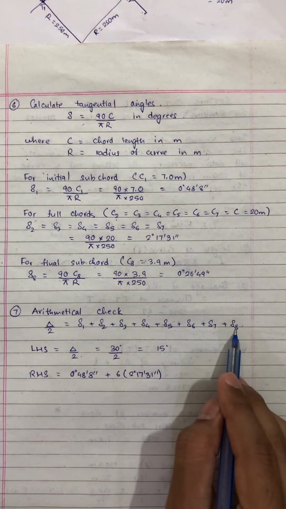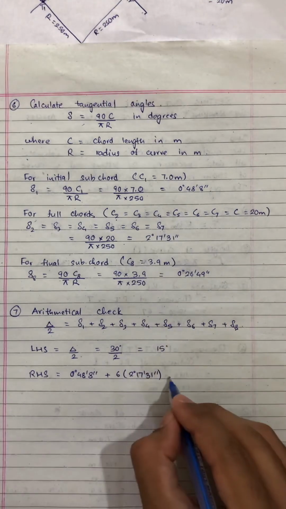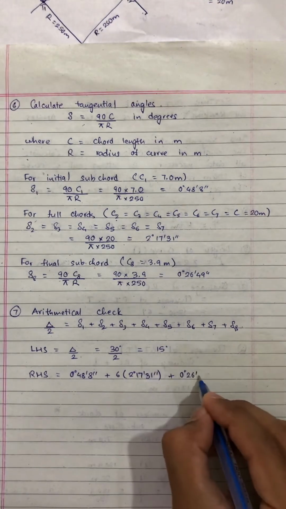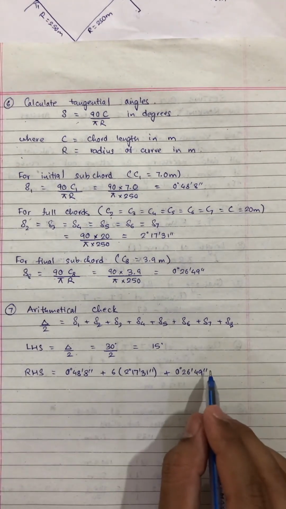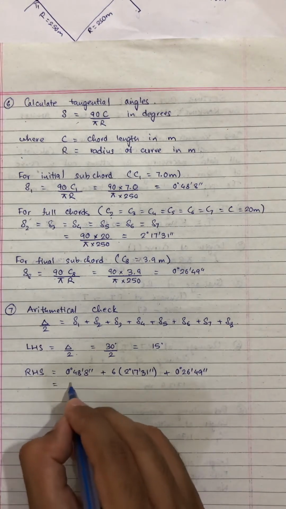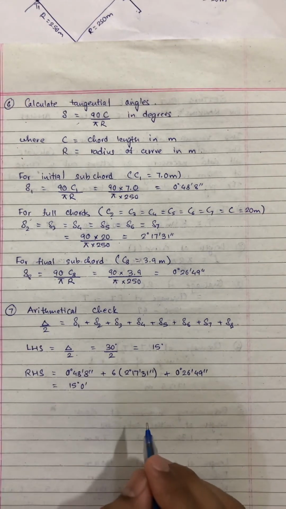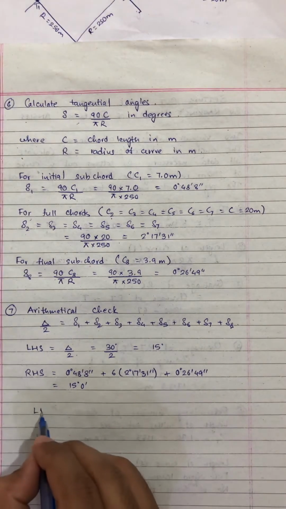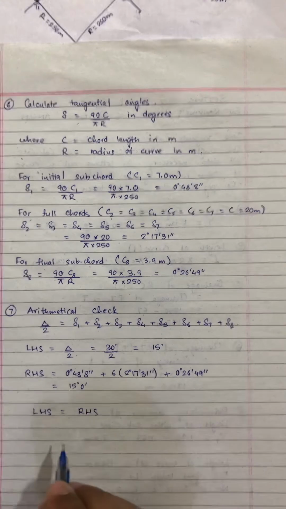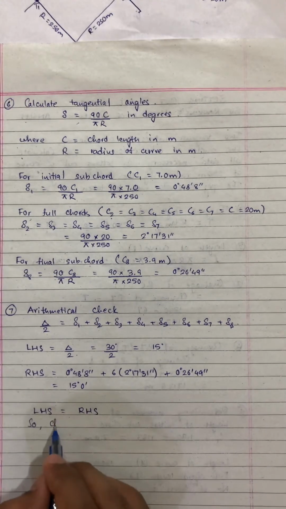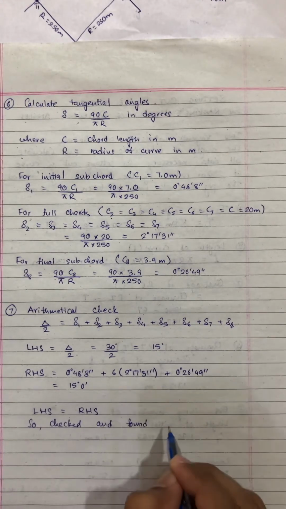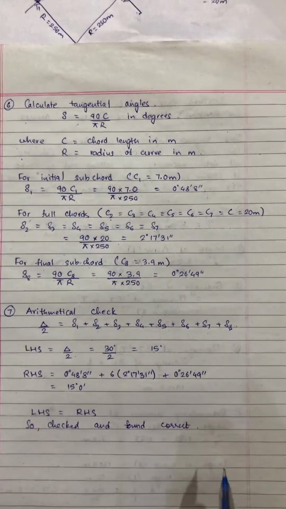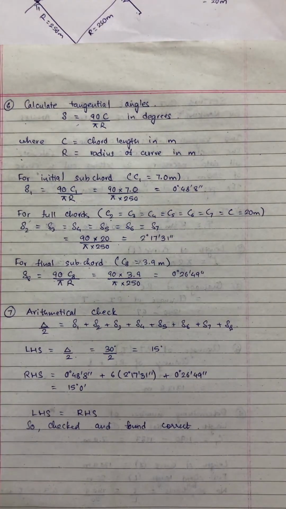And finally del 8. Del 8 is given as 0 degree 26 minute 49 seconds. So on calculating this, the value comes out to 15 degree 0 minutes. Hence LHS is equal to RHS. So it is checked and found correct. Now the problem doesn't end over here.